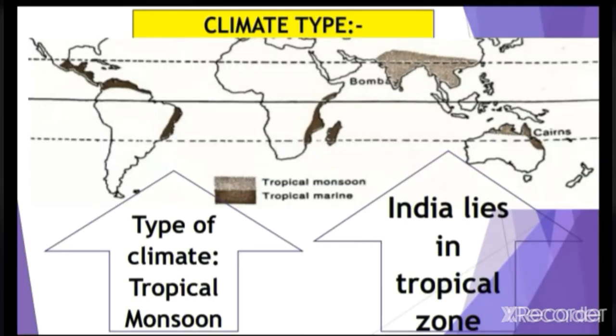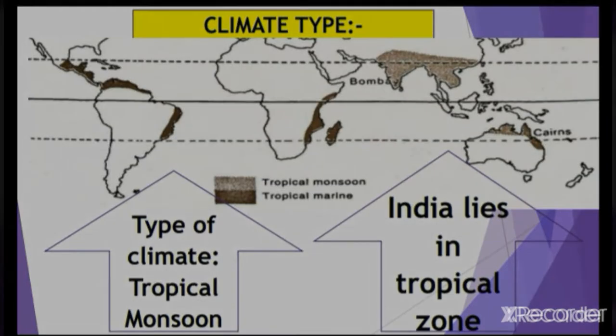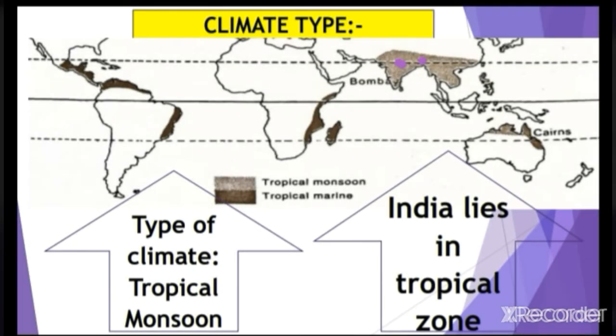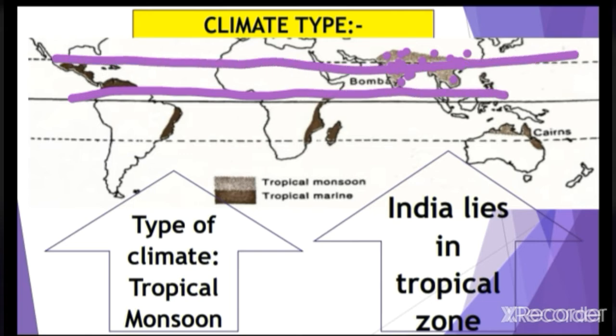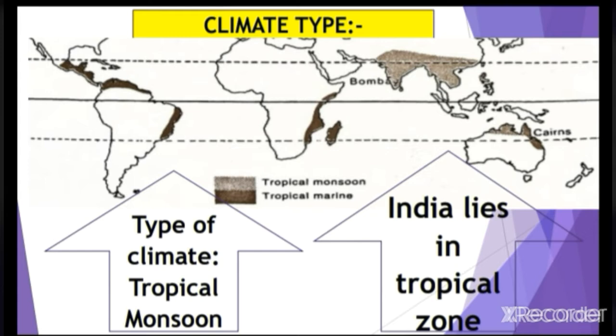Which type of climate do we have in India? In India, we have the tropical monsoon climate, which you are seeing here. See, these dots? This is a tropical monsoon type of climate, and it lies in the tropical zone. India lies in the tropical zone, isn't it?